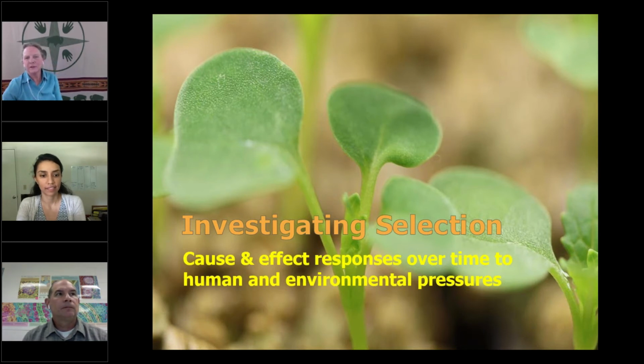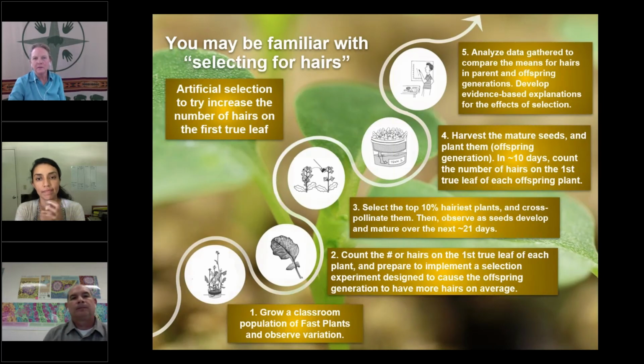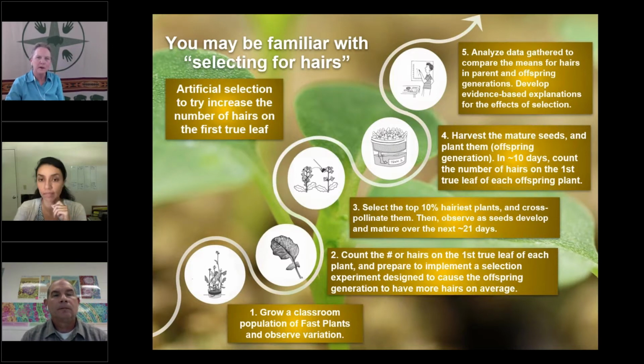So I'm going to tell you a little bit about the investigation, setting it up so that you're prepared for the second half of the webinar, when we'll really go more in depth with the analysis part of the investigation. Some of you might be familiar with the Fast Plants selection investigation that comes out of the AP Biology material and also has been on our website for a long time.